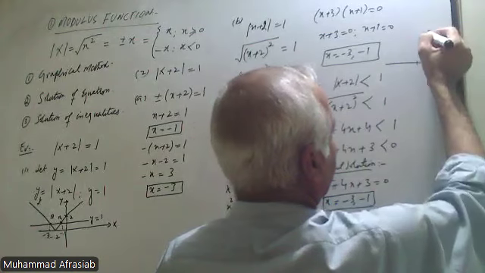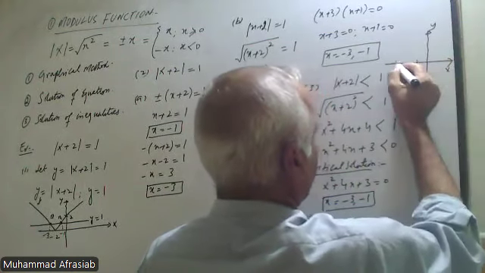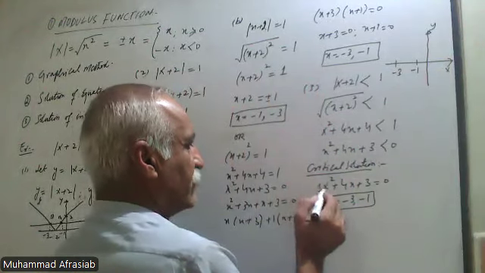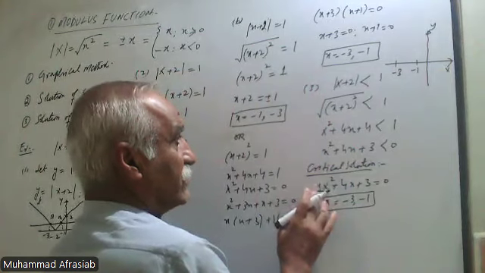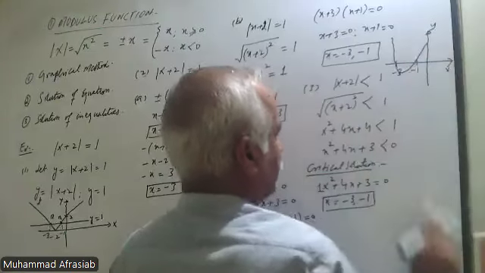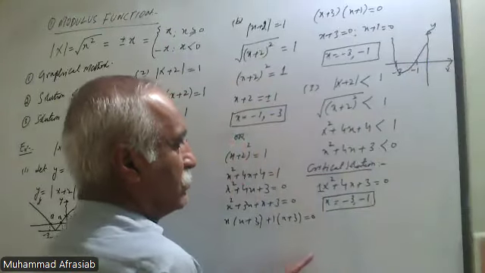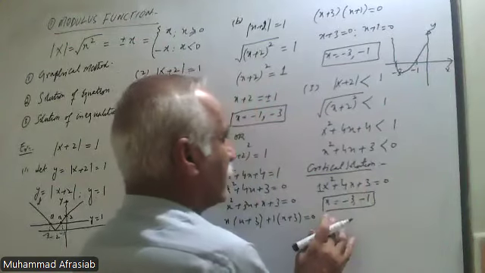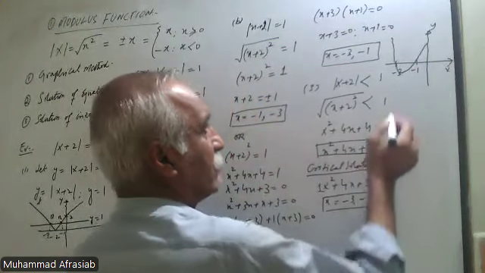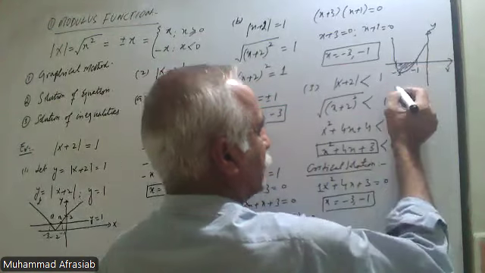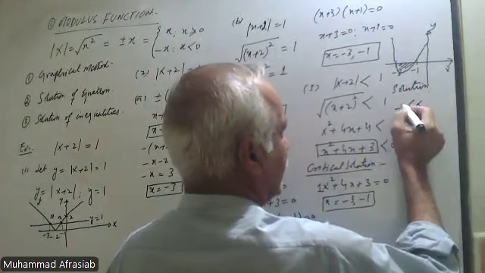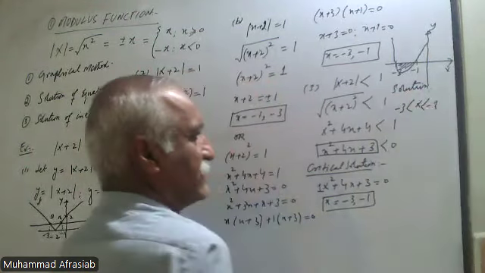This is the x-axis, this is the y-axis, this is -1, this is -3. Since the x squared coefficient is 1, which is a positive number, the shape of this graph will have a minimum and it will pass through these two points. So now we know that our main expression is x squared + 4x + 3 less than 0. So this is the region where it is less than 0. So the solution of this problem is x greater than -3 and less than -1.